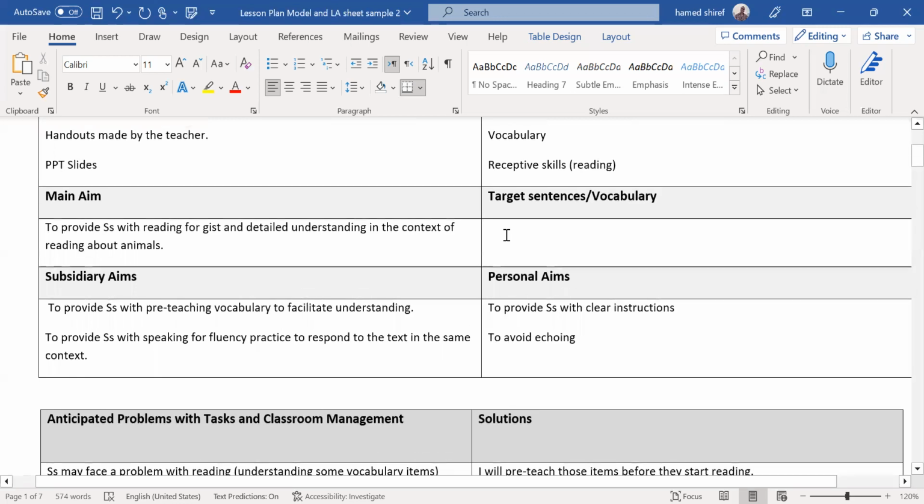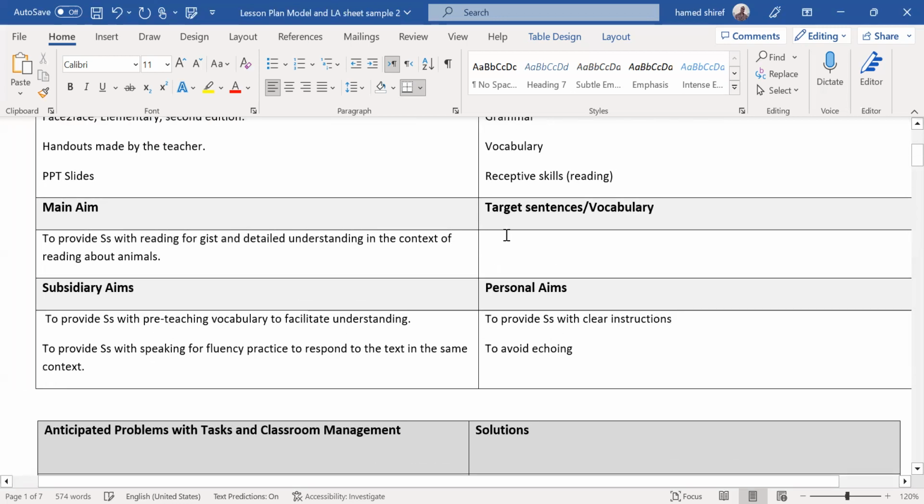Okay, now when we come to the target sentences or vocabulary, we said that here we will be teaching some vocabulary as pre-teaching for students to understand the text. So we can add the vocabulary here, the items, like the words.